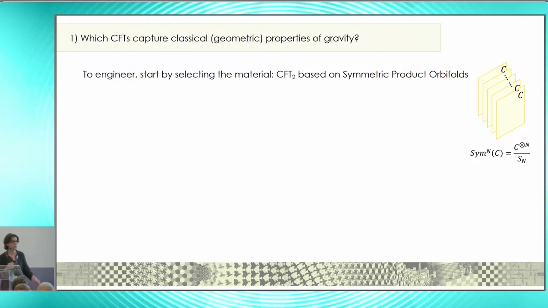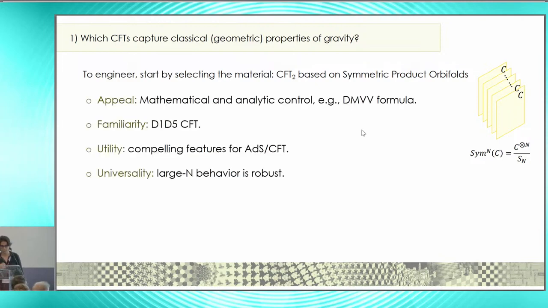So these are basically, I'm not going to give you a whole lecture on this, but there in that corner, I wrote a very short definition of what I mean by symmetric product orbifold. Tensoring, adjoining, and modding it out by the symmetric group. Now, these are theories that we picked because they have a lot of mathematical and analytic control. They're familiar. One of the examples shows up in the D1, D5 CFTs. They have very compelling features for AdS CFTs, and their large M behavior seems to be quite robust.